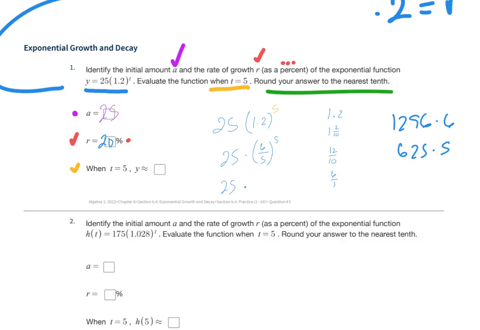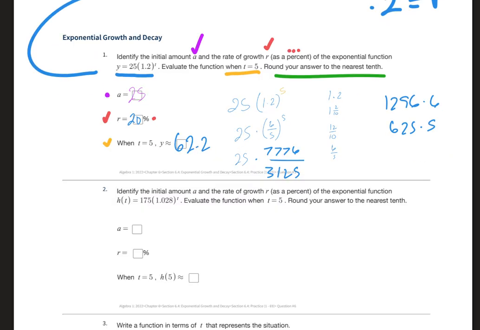So 6 to the 6th is 7776, and 5 to the 6th is 15,000. Wait a second. I did 5 to the 6th. How about 5 to the 5th? 3,125. And if we do 7776 divided by 3,125, and then multiply that by 25, we get 62.208. Round that to the nearest tenth, 62.2.